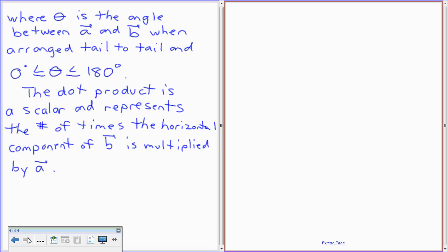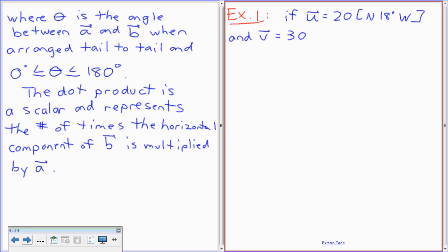Example 1. If vector u equals 20 north, 18 degrees west, and v equals 30 north, 39 degrees west, find u dot v.